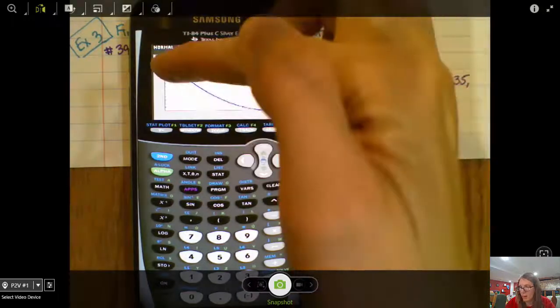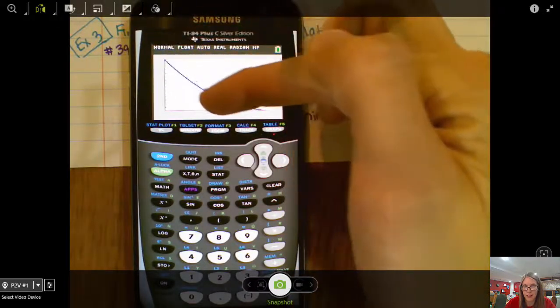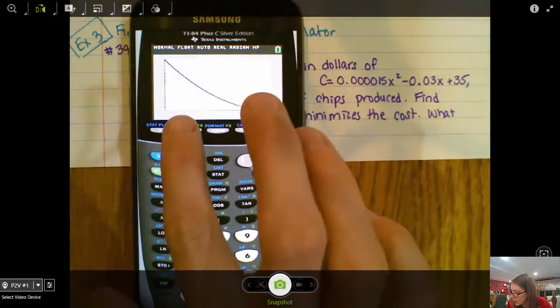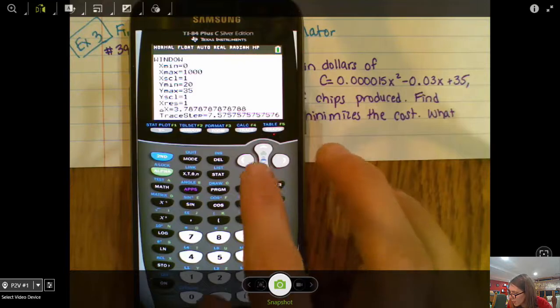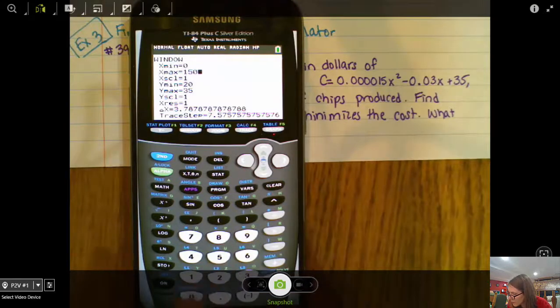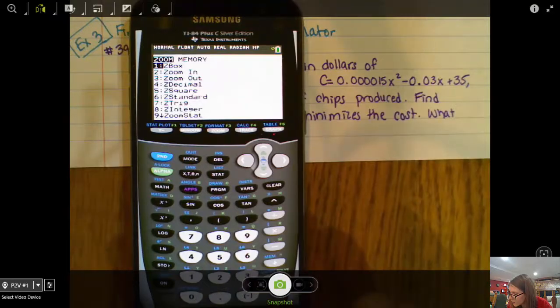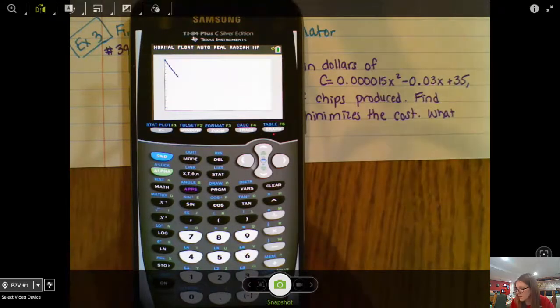All right, now notice how my graph is leveling out here. That makes me think we're getting pretty close to our vertex. Let's go a little bit farther, maybe 1,500 for X max. And then zoom fit again. And there it is. So we can see our vertex.